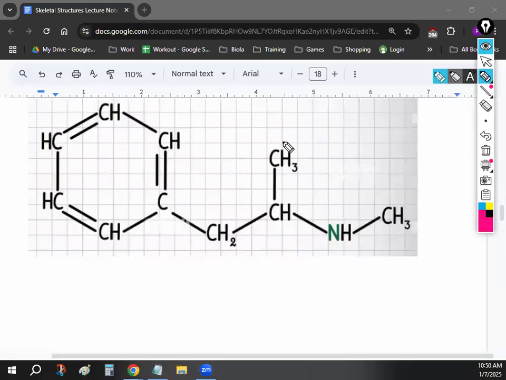Okay, so I'm gonna start by just labeling the carbons. You guys don't need to do this. It's just my way of keeping track of this for you. But let's say this is carbon 1, 2, 3, 4, 5, and 6. Let's start with this hexagon right here.